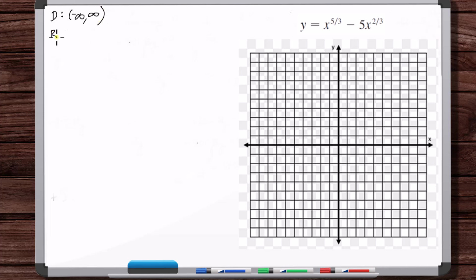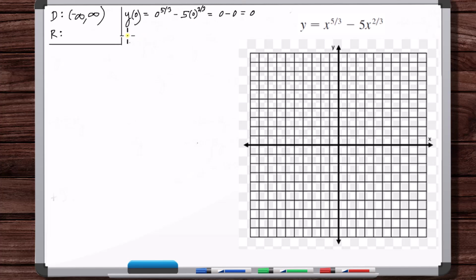All right. The range should be all real numbers as well, but we'll come back to the range once we sketch the graph. Okay, next, intercepts. Let's look for y-intercepts. You set x equal to 0. When x is equal to 0, y is equal to 0. So the origin is an intercept. It's going to be an x and a y-intercept.